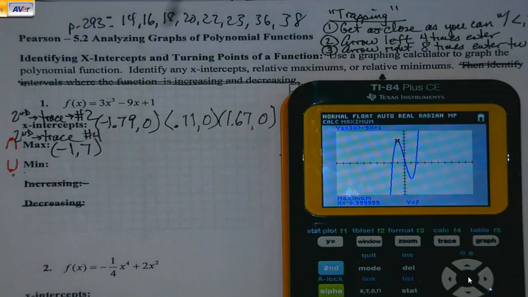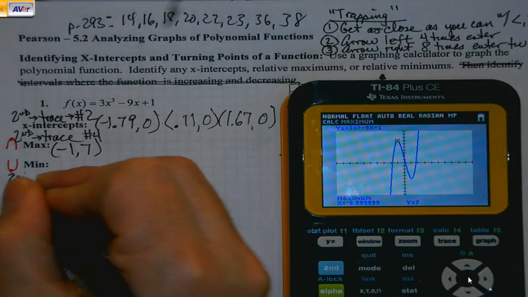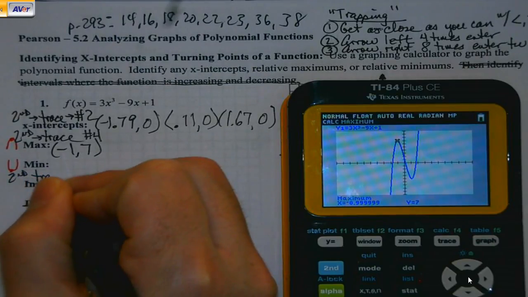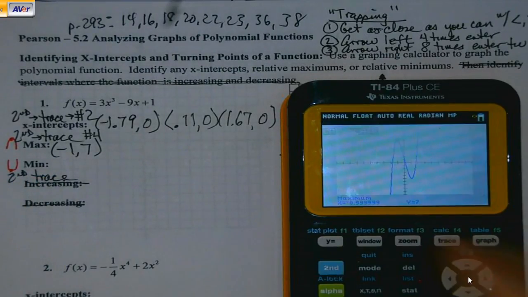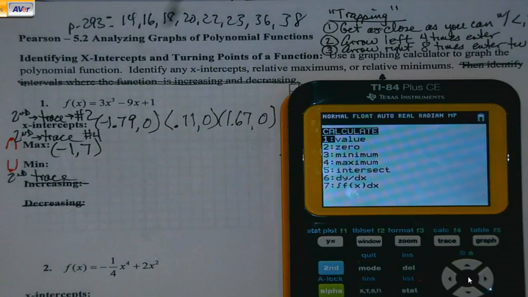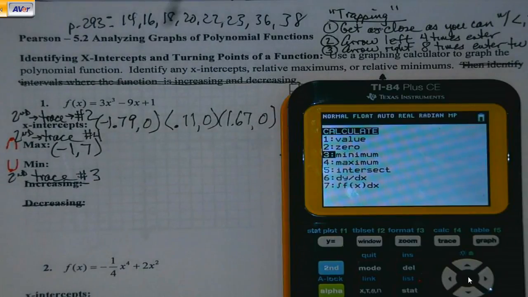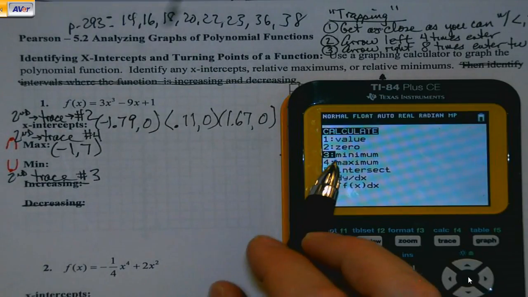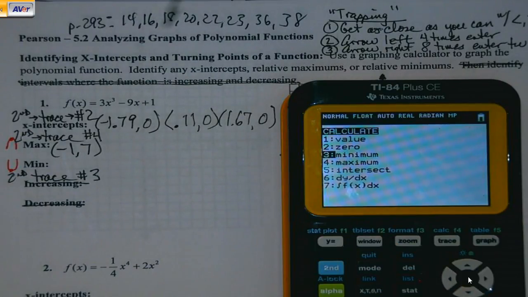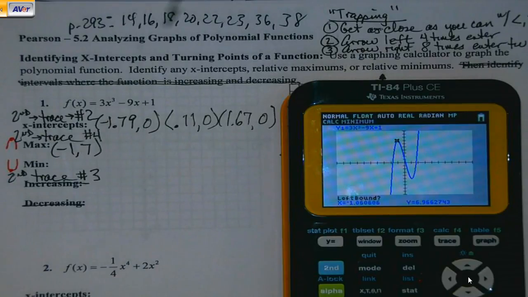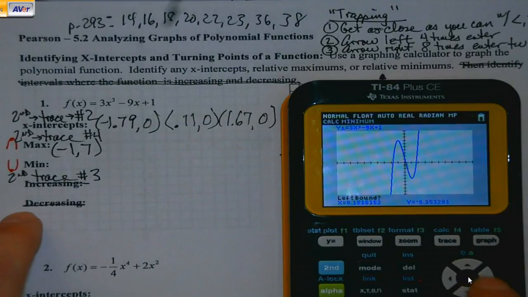And so to find my min then, you'll never guess. Second trace. I mean, everything is under second trace that we need here. Except this time, it's going to be number three. And yes, it does matter. If you go looking for a maximum and you click on three minimum, it's going to give you an error message. So I have to make sure whichever one I'm looking for, that's the one I hit here. So I'm looking for a min. I'm looking for my valley. So I'm going to arrow till I get to the bottom of the valley.